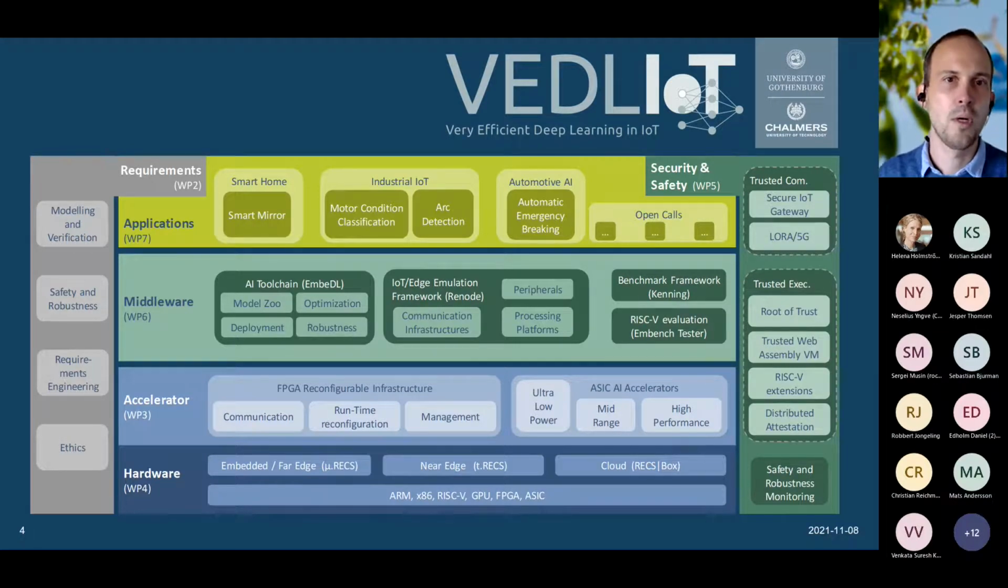And one is an automotive AI application where we are designing a more intelligent automatic emergency braking system for autonomous driving. And we have several work packages working with the middleware, with accelerators, with the necessary hardware, with security and safety aspects. But we are also having, of course, a requirement work package that kind of glues everything together. I'm just using this laser point here. And I'm going to tell more about this requirement work package in VETLIOT.